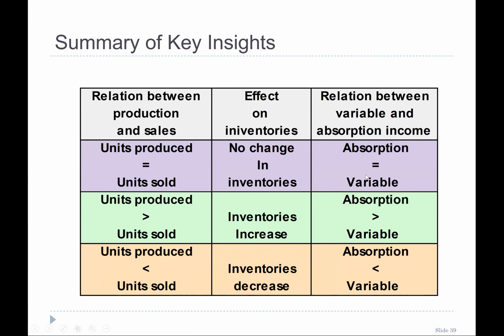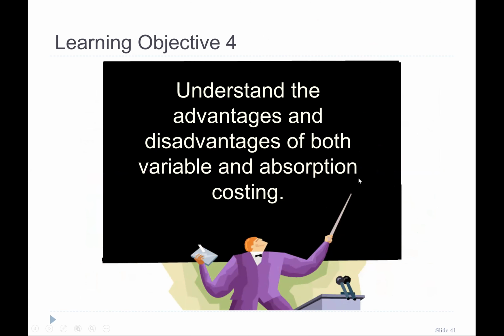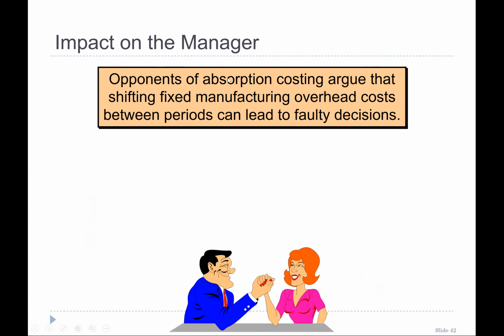Good. Our last learning objective is to understand the advantages and disadvantages of both variable and absorption costing. Pretty much we already discussed that or have seen it from our questions here. So let's talk about that. The opponents of absorption costing argue that shifting fixed manufacturing overhead cost between periods can lead to faulty decisions, right? We just saw that because fixed costs belong to the fixed cost section, not the variable cost section.